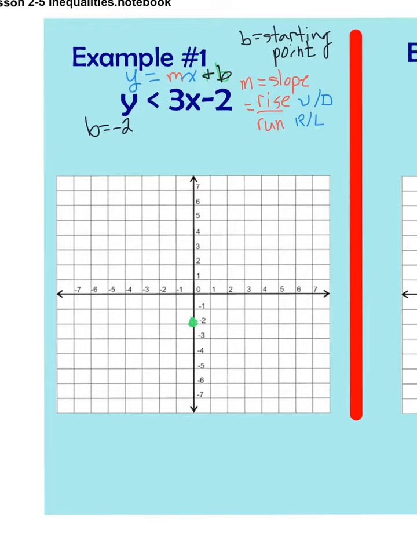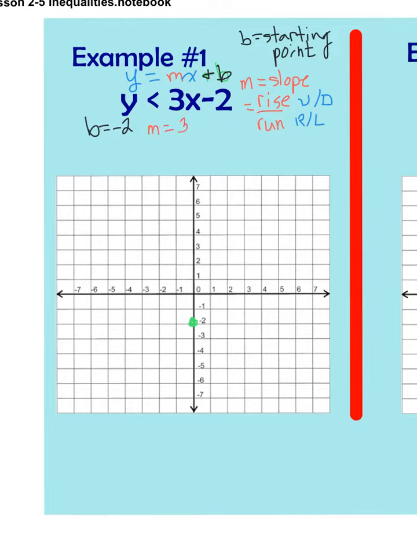And if you think about it, I can only rise up and down on a pole. Think of raising a flag on a flagpole. I can only raise it up and down, but I can run right or left. So we have to rise up or down, and then we have to run right or left. So in our case here, our slope is always the coefficient of x.